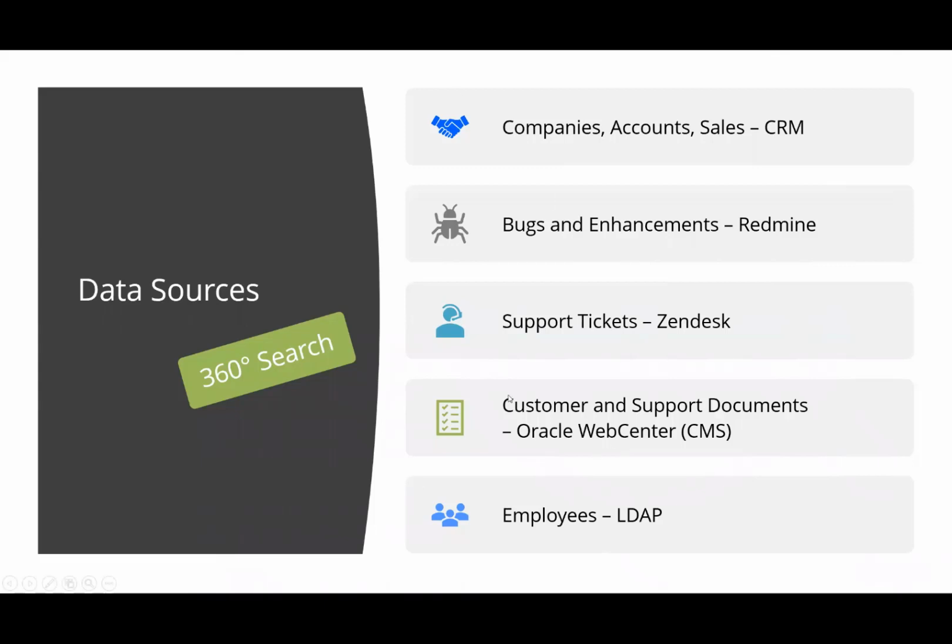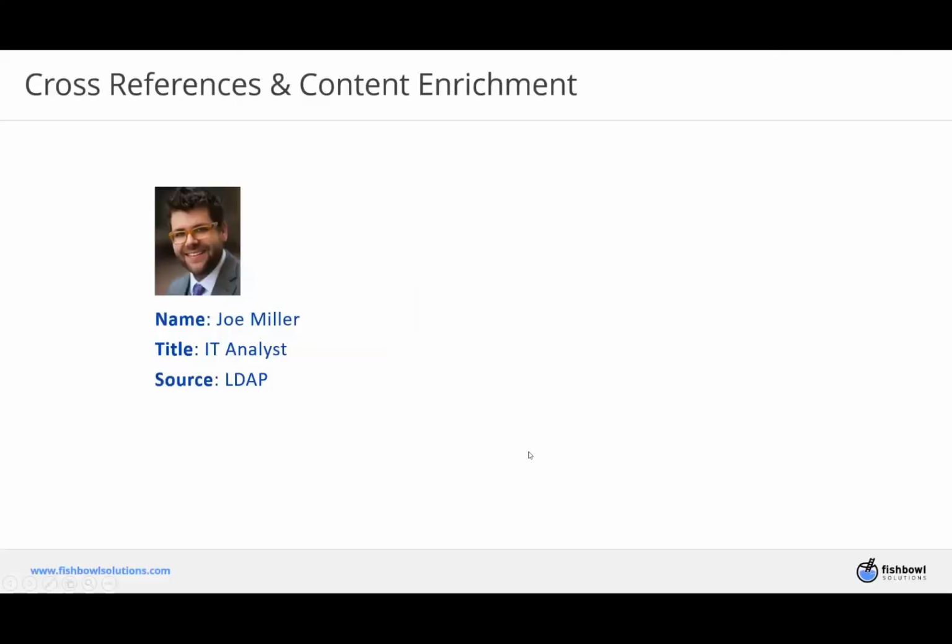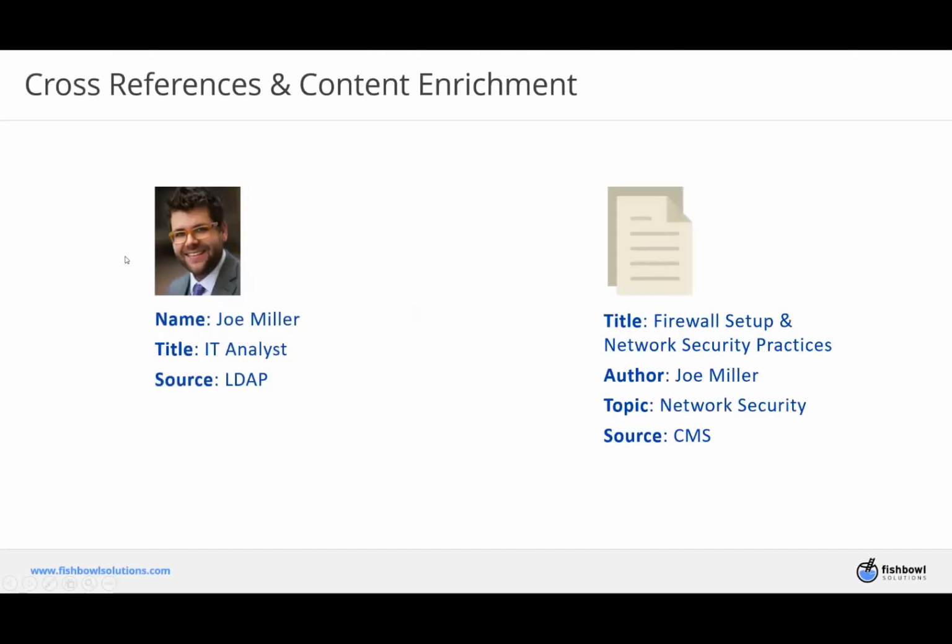The other comment I wanted to make before I show the 360 view has to do with the cross-references that I mentioned. In this example, we have a user or a person, and we have a document. In typical enterprise search, you might have people search, so I could search for IT analyst, and I could find Joe. And then you have document search, so I could search for firewall setup, and I would find this document. But when we talk about cross-referencing and enrichment, it's not only that I want to see both of these documents in one place, or if I were to query for Joe, I could maybe find both of these because this one is Joe and this one has Joe as the author.